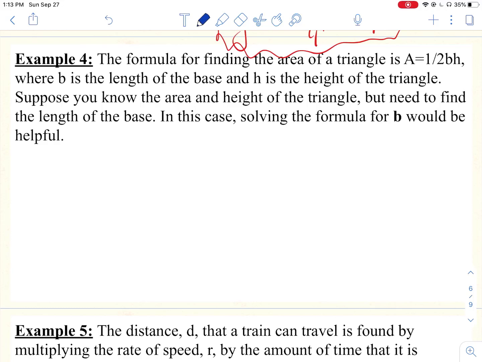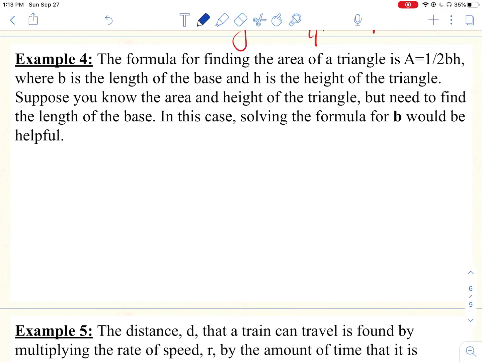The formula for finding the area of a triangle equals 1/2 b times h, where b is the length of the base and h is the height of the triangle. Suppose you know the area and the height of the triangle, but need to find the length of the base. In this case, solving the formula for b would be helpful.